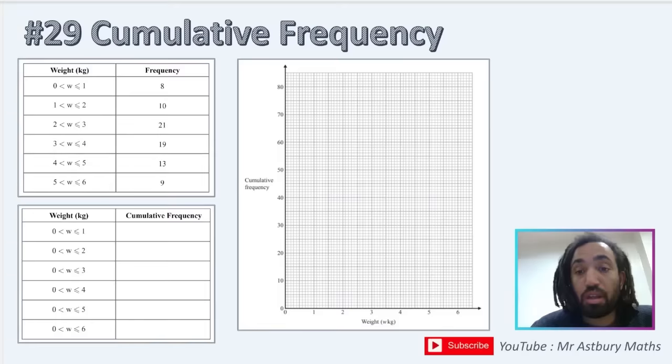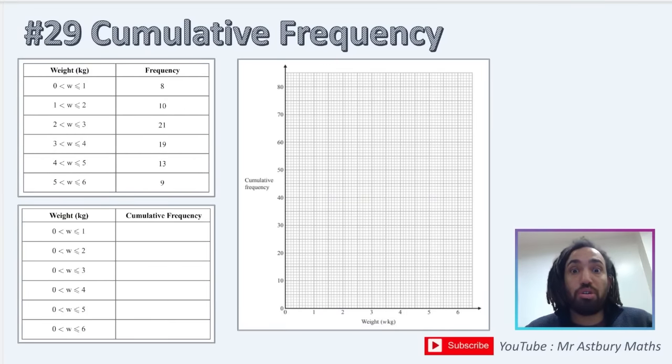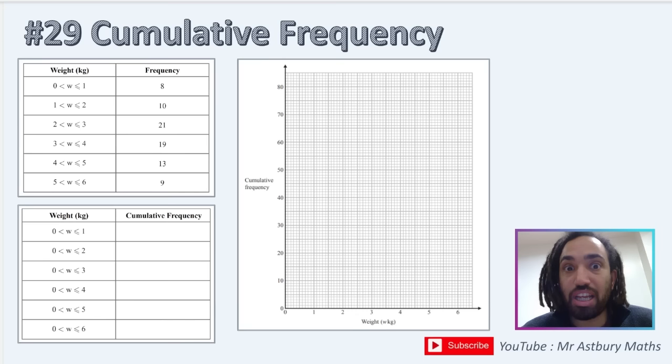Here we go. Cumulative frequency, the most common question on the IGCSE. I've looked at all the exam papers. This one comes up more frequently than any other topic, and it is easy marks. So let's go get them.